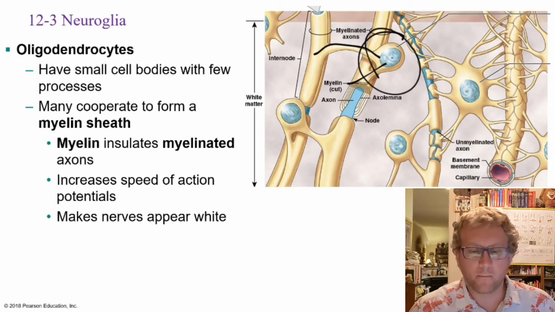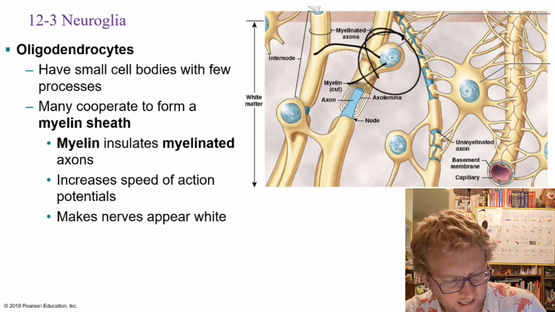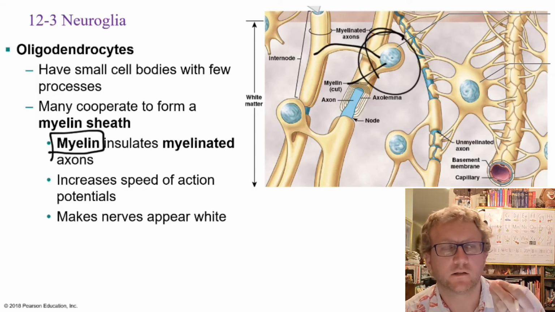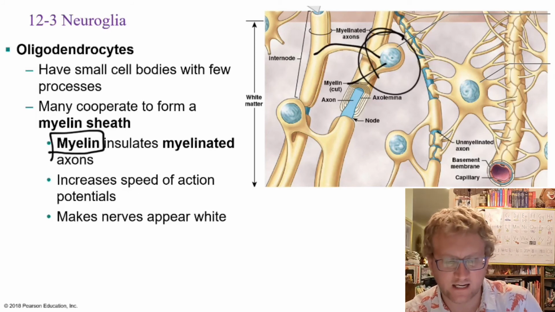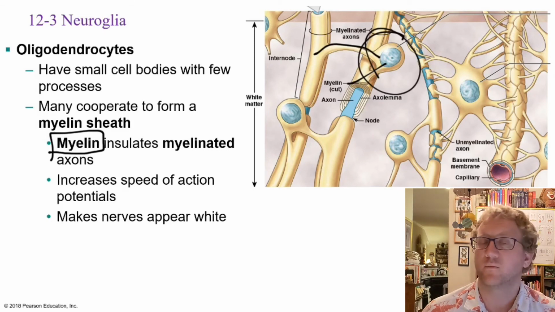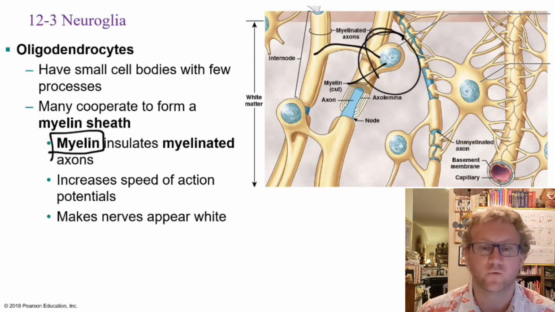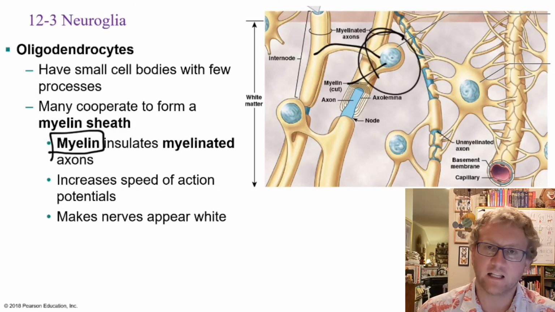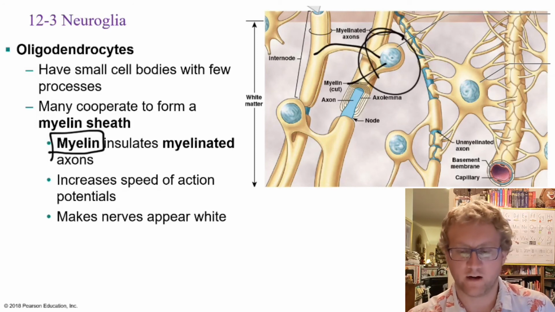The myelin is like a fatty substance that wraps around the axons, that insulates them, speeds up action potentials, and when we do the brain dissections, parts of the brain look white. That's why you hear about gray matter and white matter. White matter is myelinated nerves. Gray matter is not.